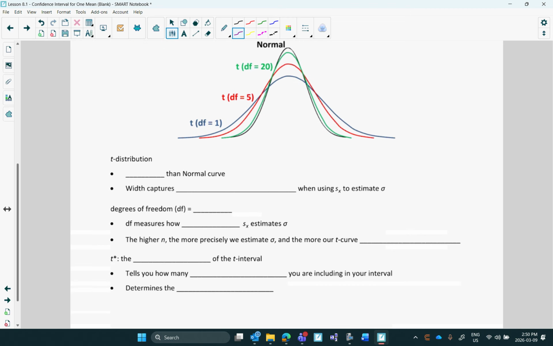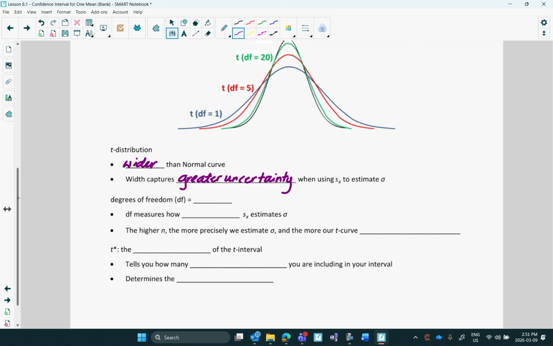So the T distribution is wider than the normal curve, and it captures the greater uncertainty. That's all we need to know for our purposes in this course. When we use the sample standard deviation, there's some uncertainty involved, and the T distribution handles that uncertainty.